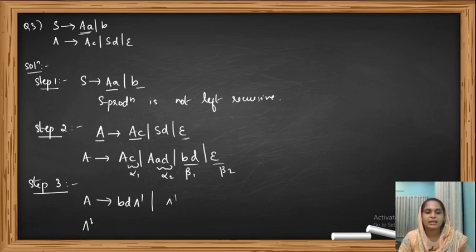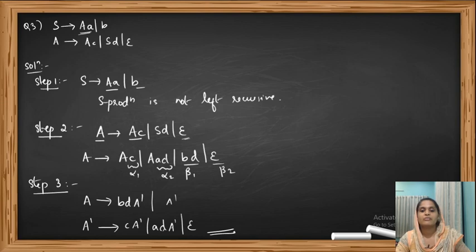And what's the value of A dash? A dash produces alpha A dash bar epsilon, right? So here we have alpha 1 and alpha 2. So alpha 1 A dash, it means C A dash bar alpha 2 A dash, that is AD A dash bar, finally the epsilon. Okay. So this is our final answer.